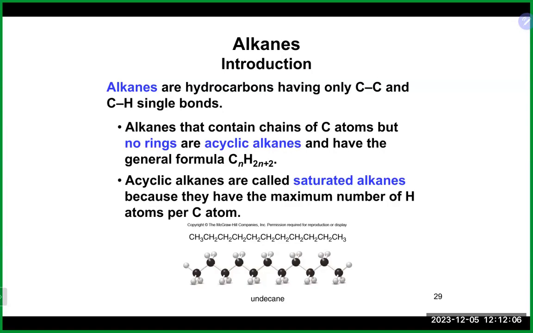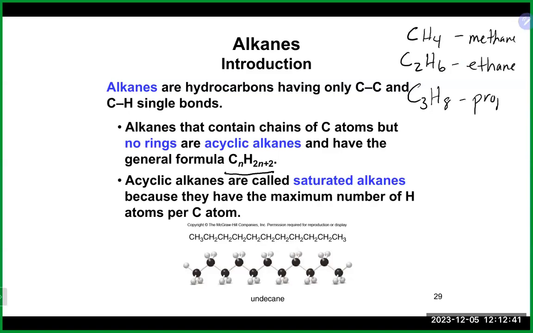They have the general formula CnH2n+2, where n is the number of carbons. So for example, if we had one carbon, 1 times 2 is 2, plus 2 is 4 hydrogens. And that is our friend methane. If I had 2 carbons, 2 times 2 is 4, plus 2 is 6 hydrogens. That is ethane, A-N-E. If I had 3 carbons, that would be 6 plus 2 is 8. That would be propane.